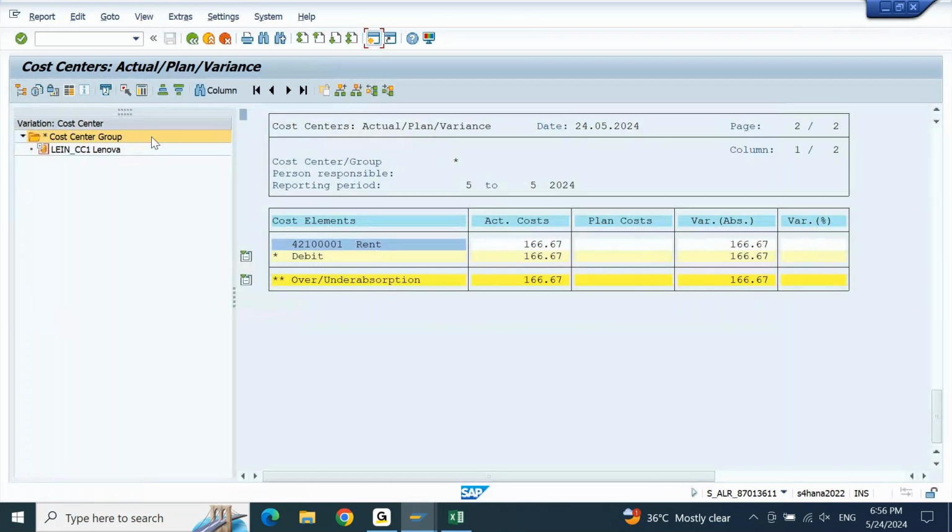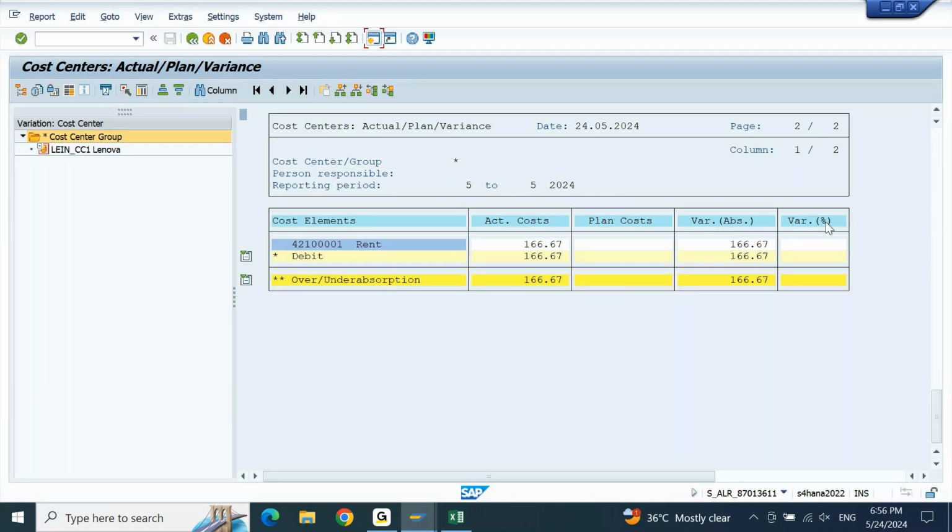Now there is something called this. Some output has come in your cost center output. There is something called cost element. Cost element is nothing but a GL account. This is your rent GL account. In this, there is something called actual cost, planned cost, variance and variance percentage. This is the whole objective of creating a cost center. This is the whole objective of planning your cost.